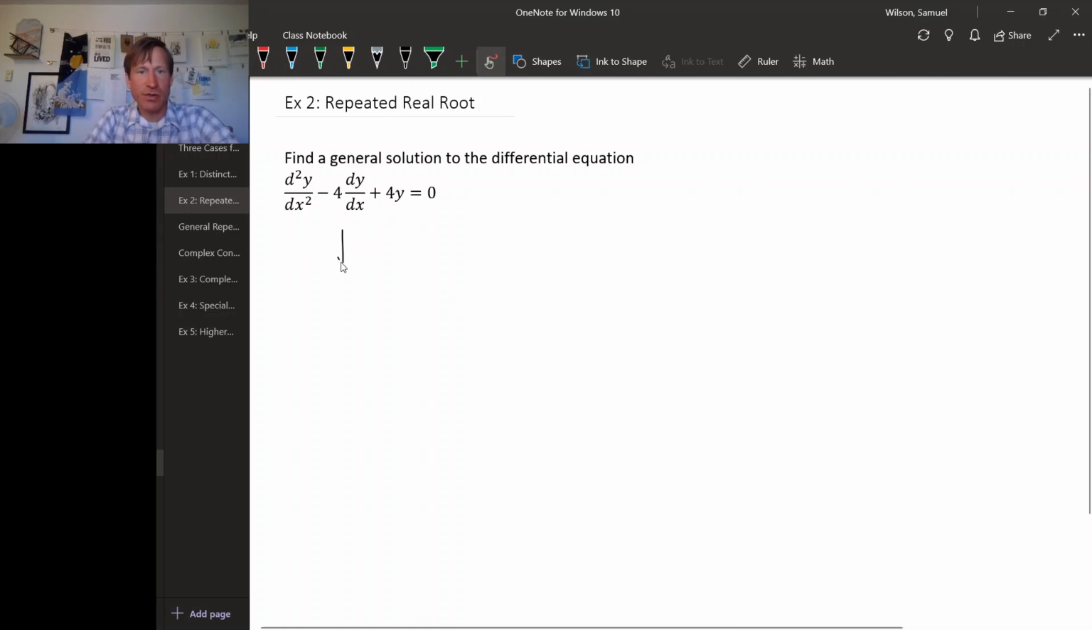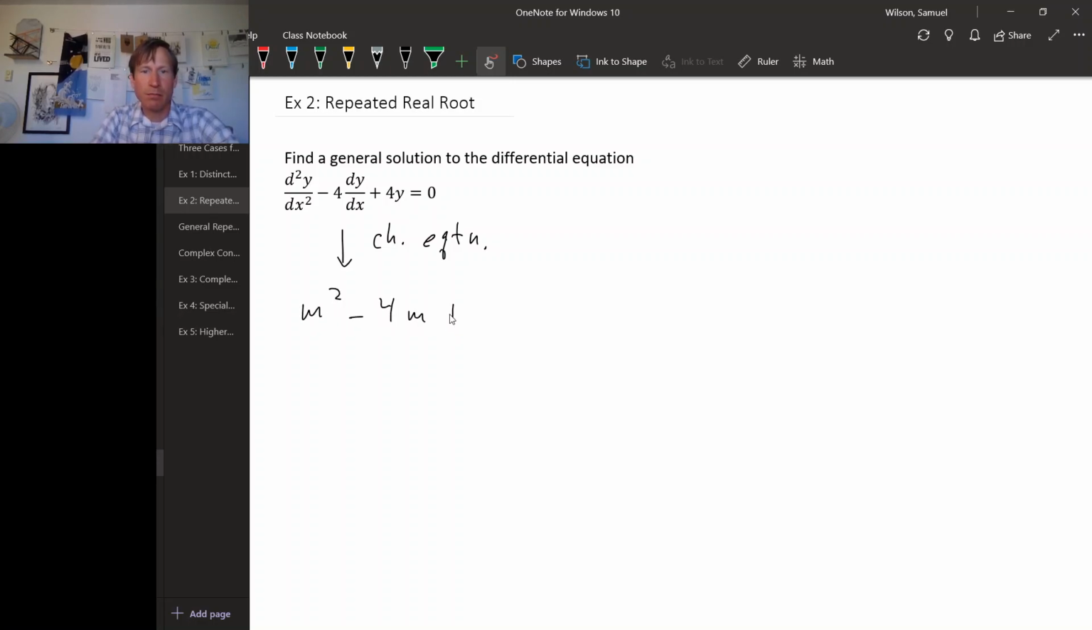Since this is a constant coefficient equation, we can just write down the characteristic equation. Using our shortcut, it's m squared minus 4m plus 4 equals 0. Remember, the order of the derivative on y turns into the power on m, and the coefficients stay the same. Then solve this equation. This one happens to factor: m minus 2 squared equals 0.